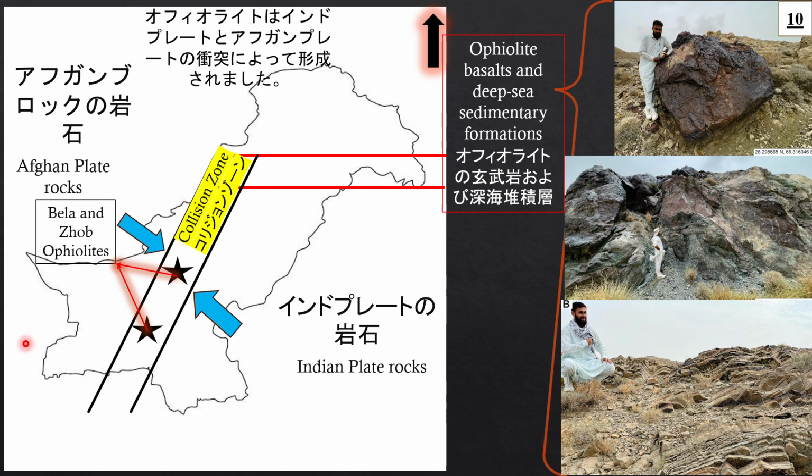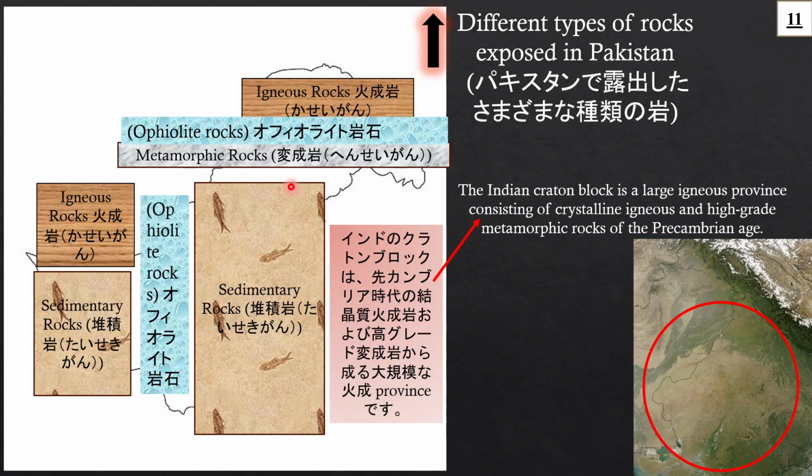These are the Bela and Zhob ophiolites of the western margin of Pakistan, formed by the collision of the Afghan block and the Indian plate tectonism. So these are the various rocks exposed in Pakistan. You can see the sedimentary package is also present. Igneous rocks are also present. Ophiolites are also present, igneous and sedimentary, in this part.